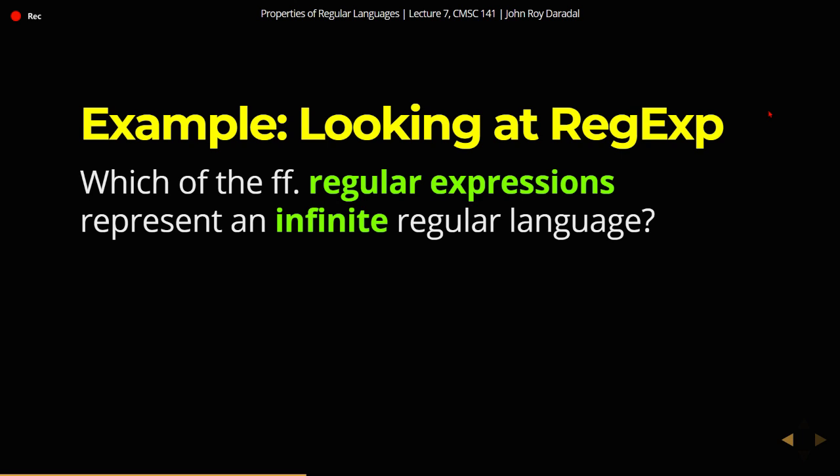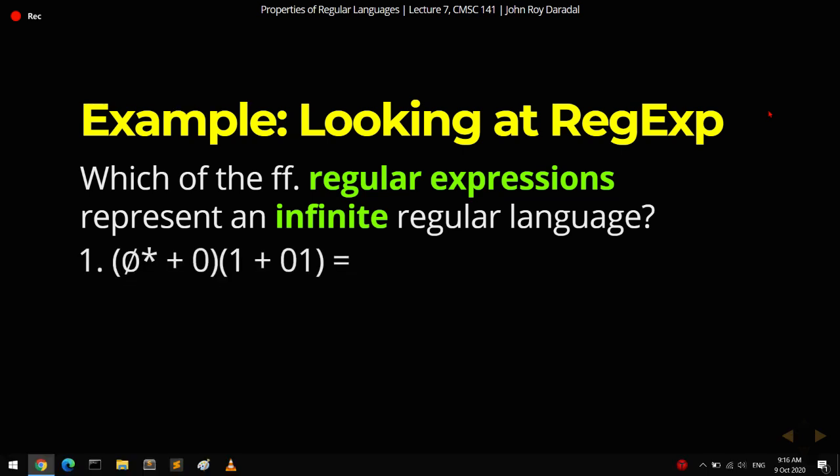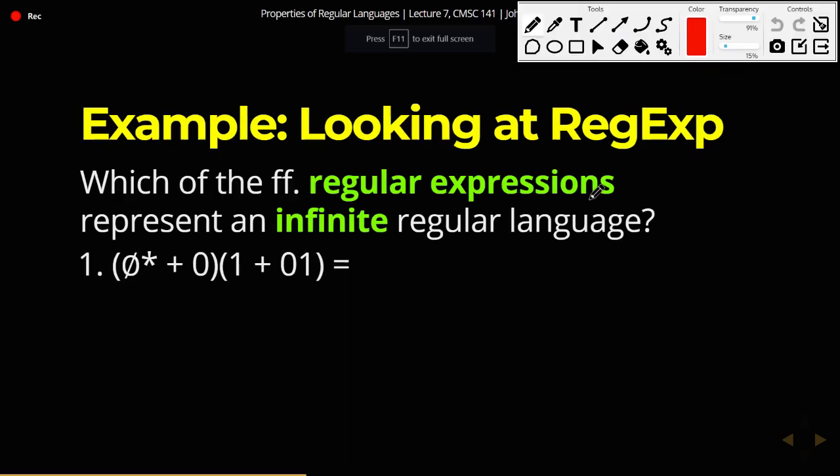Let's see more examples. For this one: which of the following regular expressions represent an infinite regular language? So how about this one? We can simplify this. Null star becomes just epsilon, right? So epsilon plus 0 just becomes 0, right? So this is 0, 1 plus 0, 1. Is this finite or infinite? It is finite because there is no closure. We have eliminated the deceiving closure here, null star, which is just epsilon.